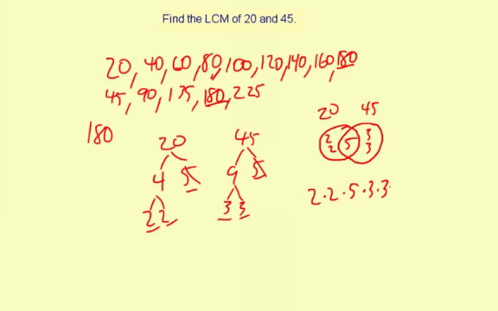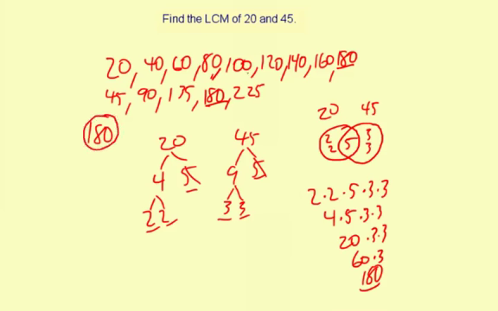Now if we multiply all those together, that'll give us the least common multiple. Well, let's try it out. 2 times 2 is 4. And then 4 times 5 is 20. Then times 3 times 3. 20 times 3 is 60 times 3. And 60 times 3 is 180. So it's the same as this 180 here found by listing the multiples.